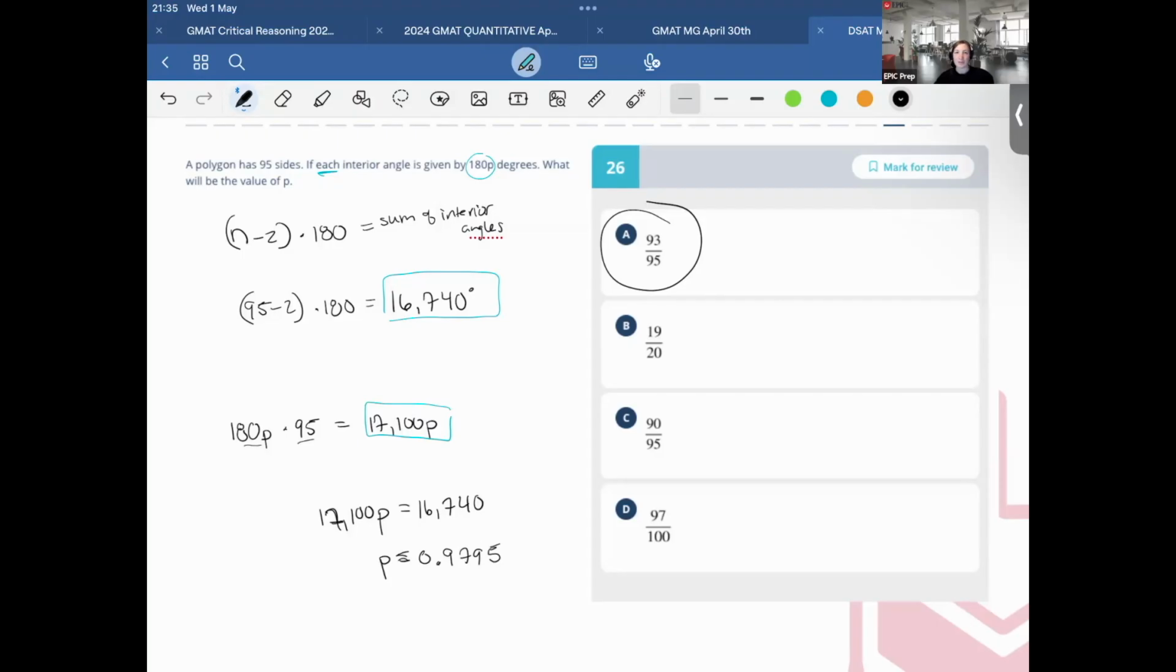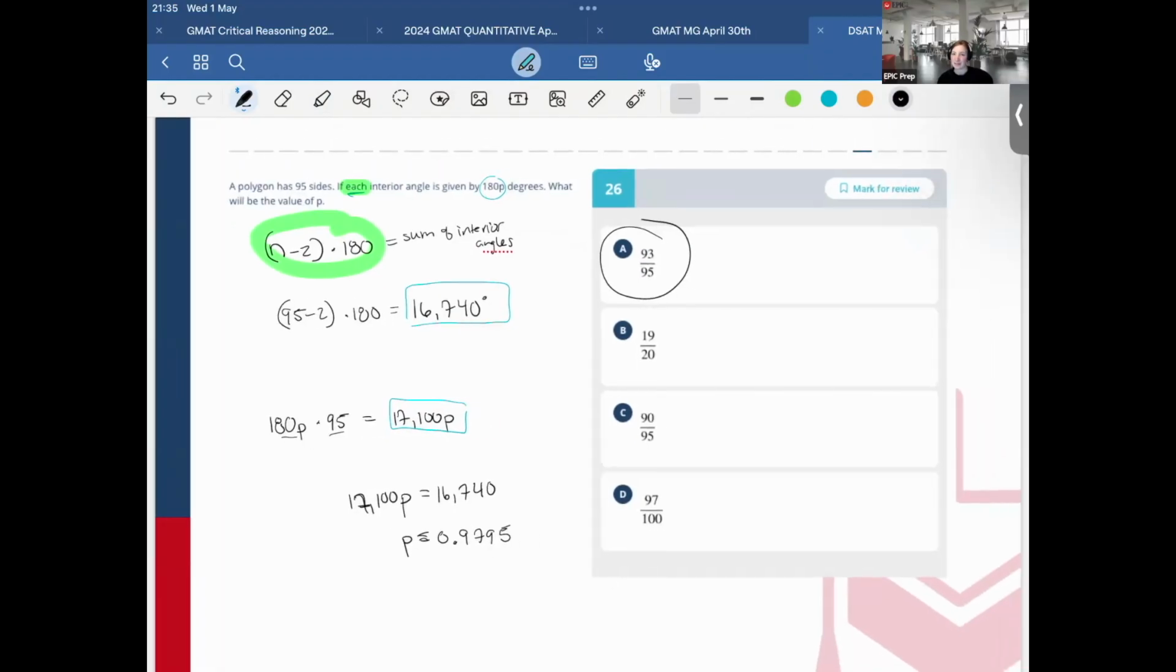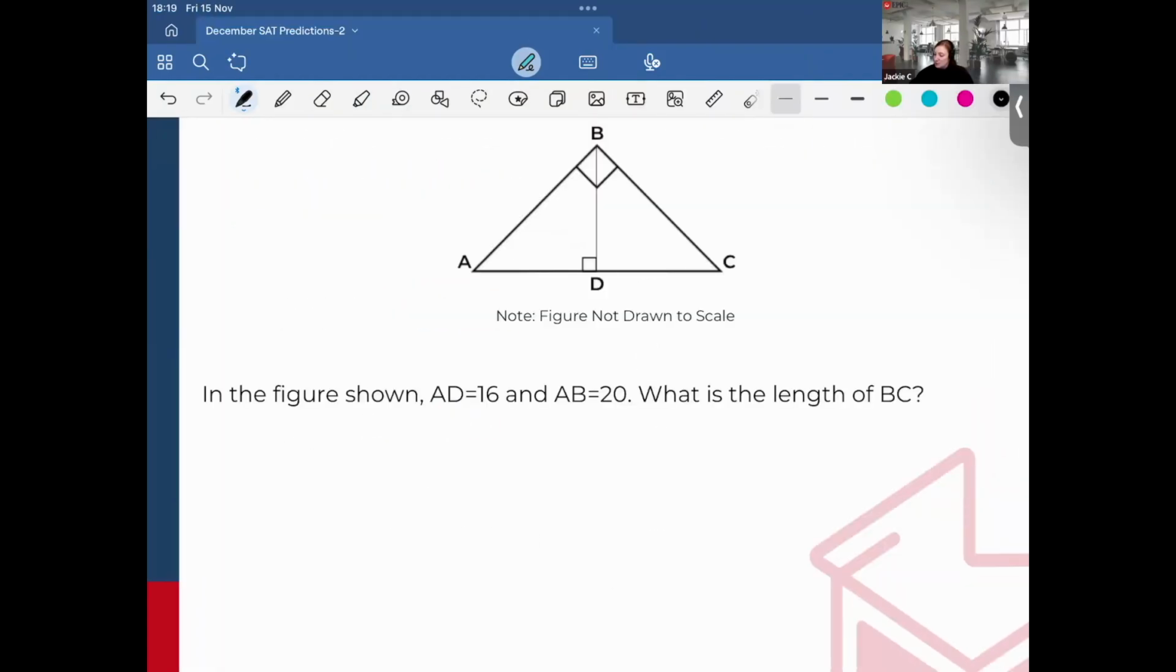Okay, but so main takeaways for this problem, make sure that you know this formula could be helpful, and look for language to help you, in this case, like each interior angle, because that could be the key to solving this problem. Okay, amazing. In the figure shown, AD is equal to 16, AB is equal to 20. What is the length of BC?